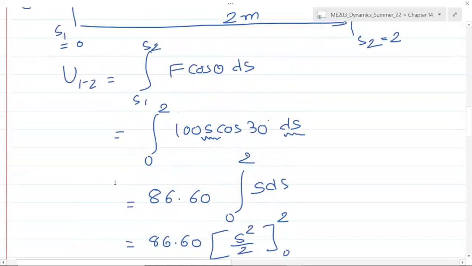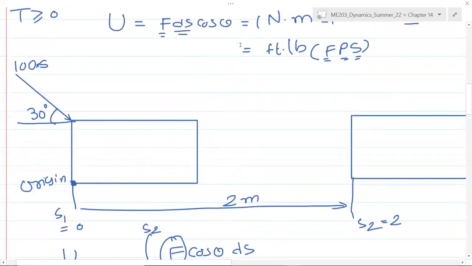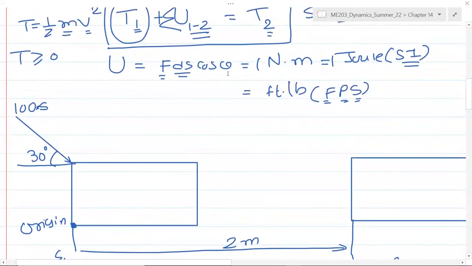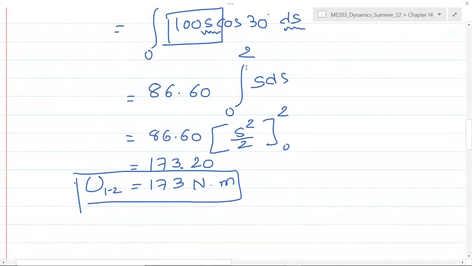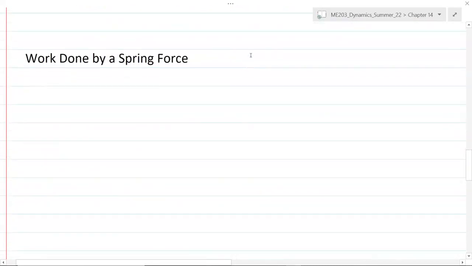So remember, for work done by the force, you need to use this integration and calculate the work done when F is given as a function of displacement. If F is constant, then we can directly use the formula F ds cosine theta like this and calculate the work done. So this is when force is a function of displacement. Now let's look at the other types of forces, such as spring force. How do we calculate the work done by spring force?